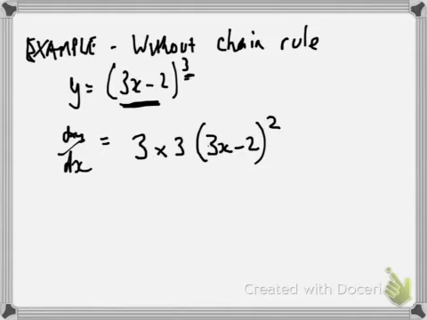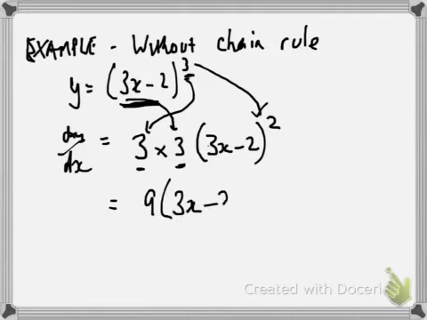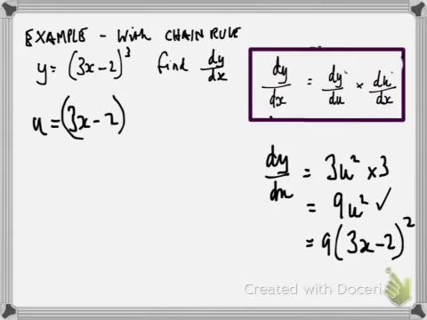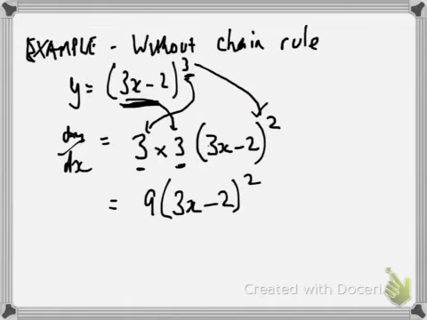So index comes out the front, multiplied by the derivative of the bracket, and then multiplied by the bracket reduced in power by 1. Answer 9 outside of 3x minus 2 squared. Now you see straight away that's what we got before using the chain rule, but what I just did was much quicker. I didn't have to muck around with u and that sort of thing. So by all means use that, but bearing in mind you can use the chain rule as well.